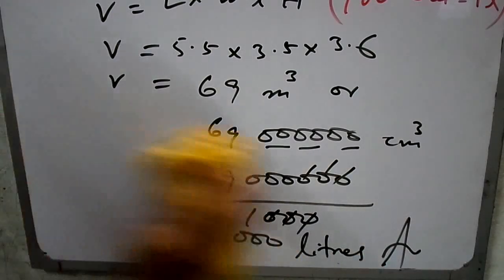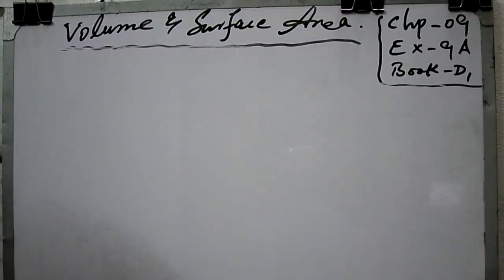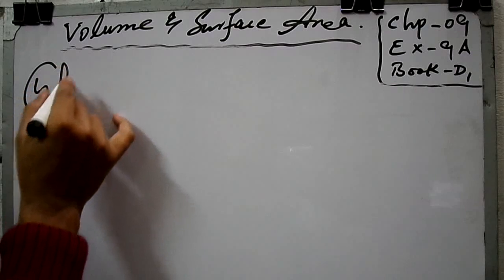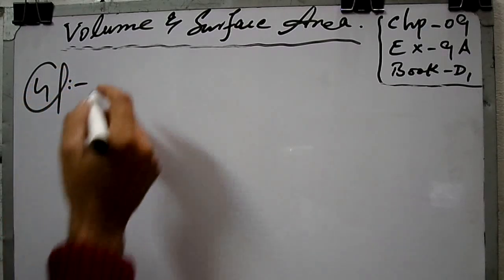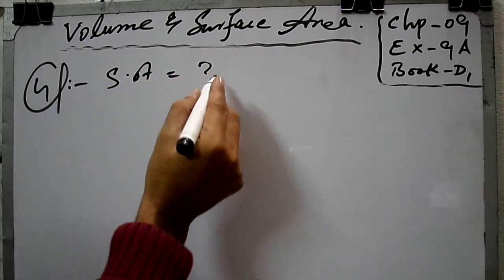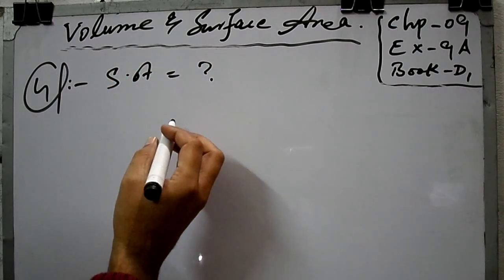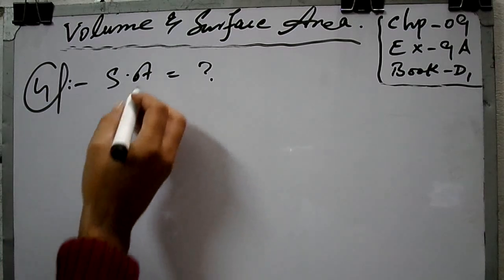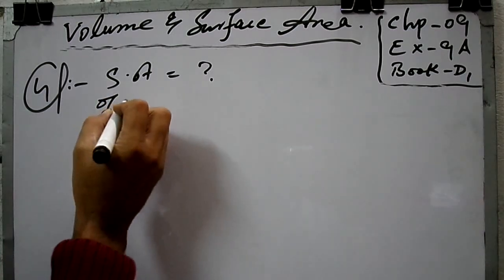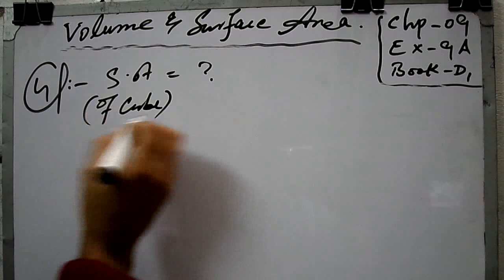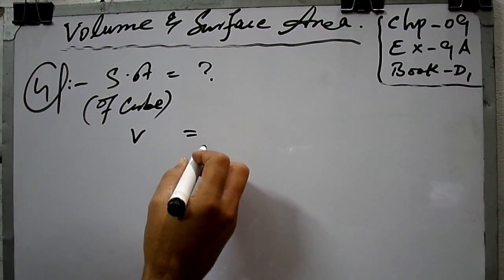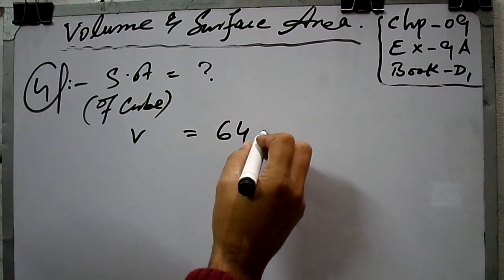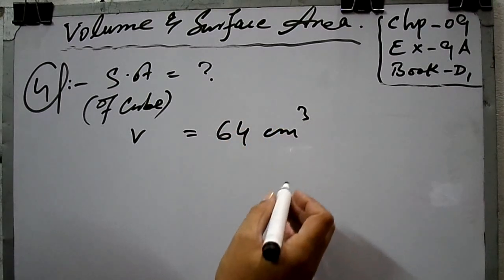Now coming to the question number 4. In question number 4, we have to find the surface area. Surface area we have to find, and volume is given to us. So we have to find the surface area of a cube, while volume of a cube is given to us, that is 64 centimeter cube.